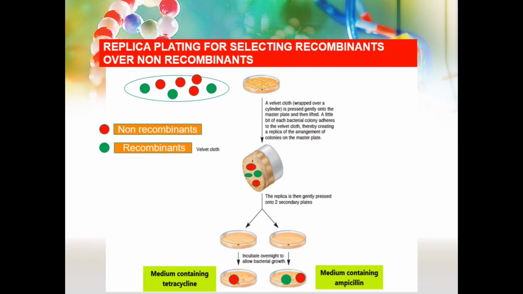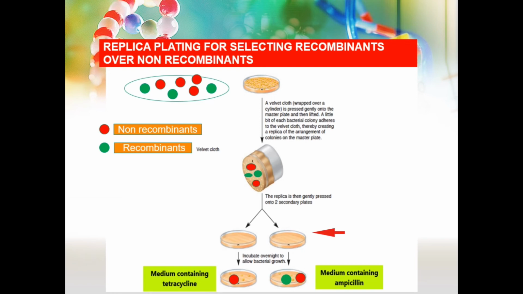Okay, and then we prepare two other secondary plates. One plate contains the antibiotic tetracycline, the other contains the antibiotic ampicillin. We just press this over these two plates, so all these colonies in the same position will get transferred to these two secondary plates.